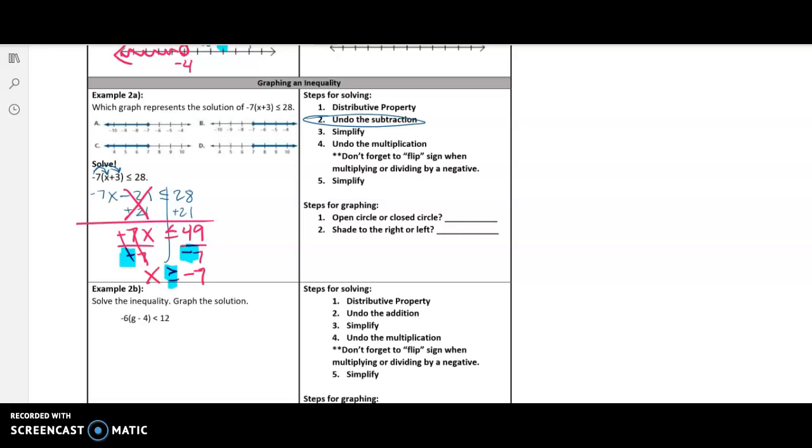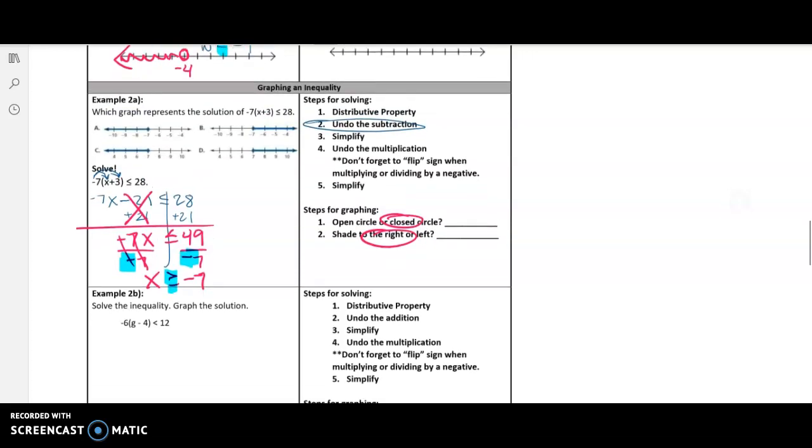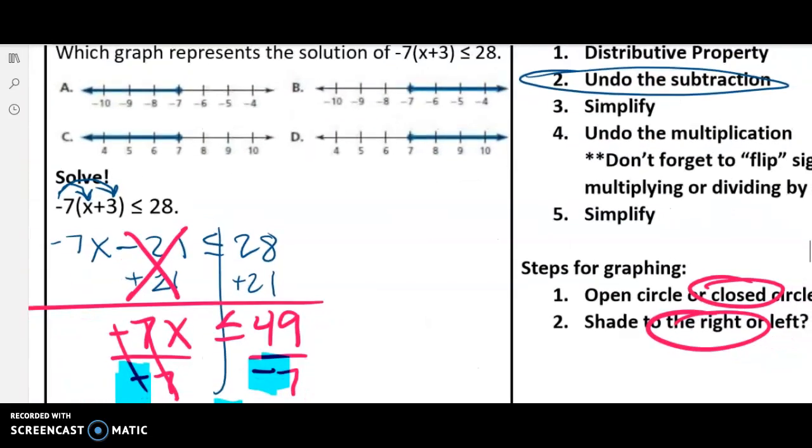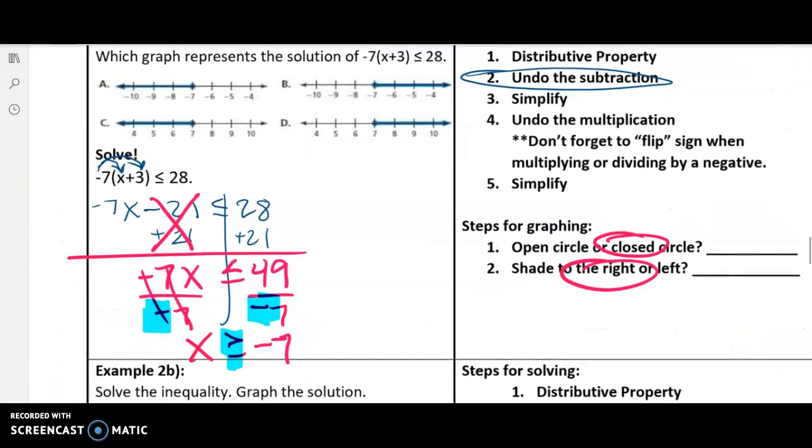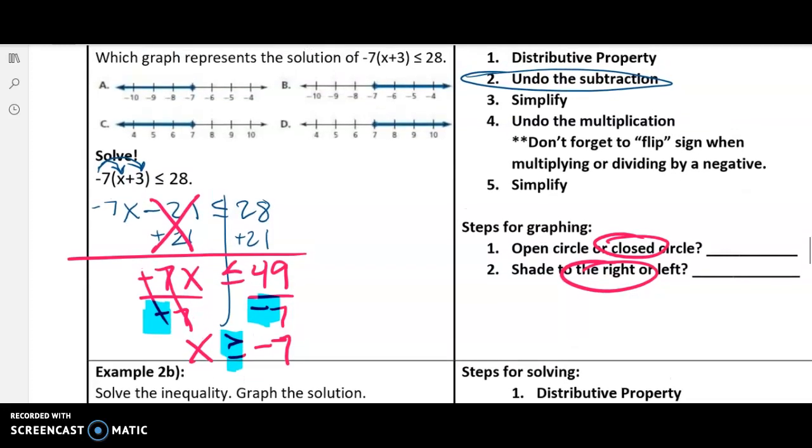Because it's a greater than or equal to sign, I know it's going to be a closed circle. And since it's a greater than or equal to sign, I also know it's going to go to the right. So I want a closed circle going to the right. So I know that it is not going to be this one, and it's not going to be this one. And I know that it had to be a -7, so it has to be B.